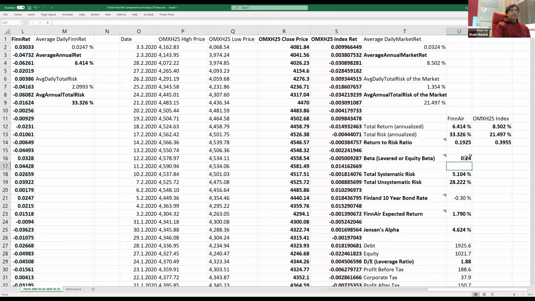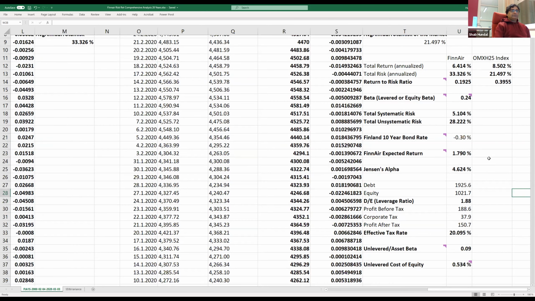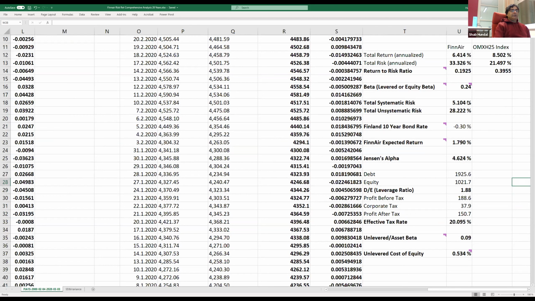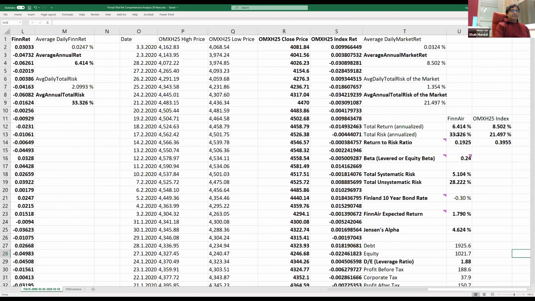cells. So the beta of FinAir has been 0.24, okay, which doesn't look very risky because it's a very low risk company if you look at the last 20 years. This is very low, I mean 0.24. And then based on this, you can calculate the total risk. The total risk of FinAir has been this. Okay, this is total risk as measured by the standard deviation.